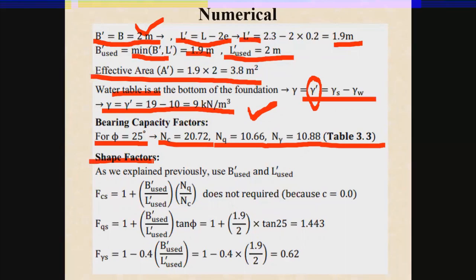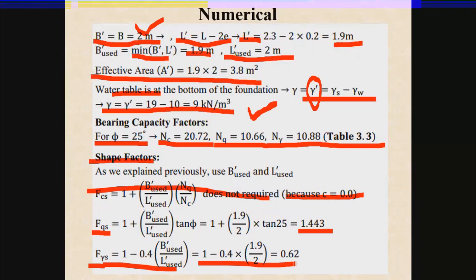Now, shape factors. For the shape factors, I have this formula: Fcs is equal to 1 plus B prime used divided by L prime used into Nq divided by Nc. Now this Fcs is not required because c is 0 and that is used in the first term of the bearing capacity, so just don't calculate this. Calculate for Fqs and F gamma s. For this I have this formula: 1 plus B prime divided by L prime into tangent of phi. That will give me this value 1.44, and F gamma s will be equal to 1 minus 0.4 into B prime by L prime. So this will give me a value of 0.62.